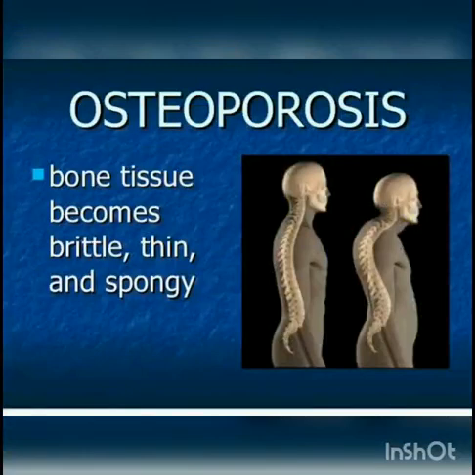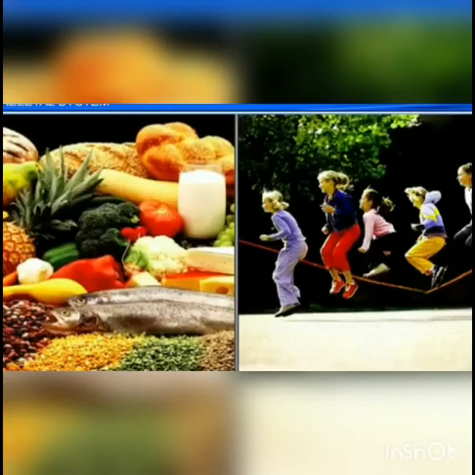Next is the osteoporosis. It occurs due to the deficiency of vitamin D and hormonal imbalance. The bone becomes soft and fragile, that means weak. It causes rickets in children and osteomalacia in adult females. It can be minimized with adequate calcium intake, vitamin D intake, and regular physical exercise.